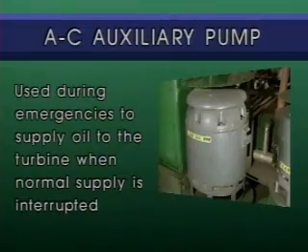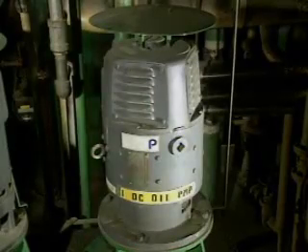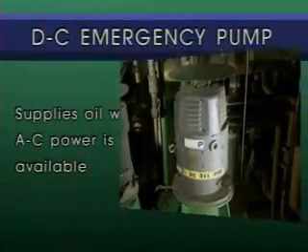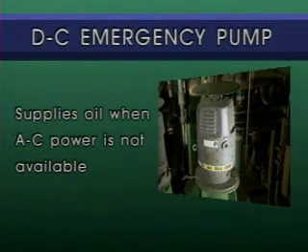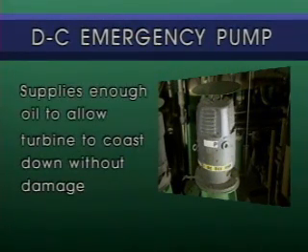oil supply is interrupted. The DC emergency pump is a battery-operated pump that is designed to supply oil when AC power is not available. It is not intended to circulate oil during continuous operation. It supplies only enough oil to allow the turbine to coast down without damage if all AC power is lost.